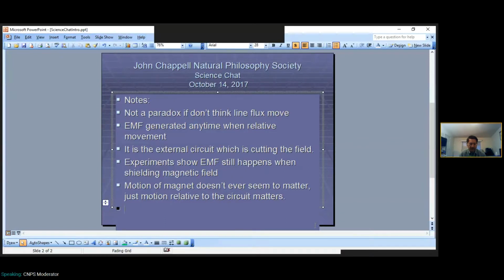Well, as I've said before, if you use the flux change law, you really don't have a problem. You mean the flux line theory? I thought that one is the one which definitely has a paradox. The flux change law says that when the flux enclosed within the circuit changes, an EMF is produced.